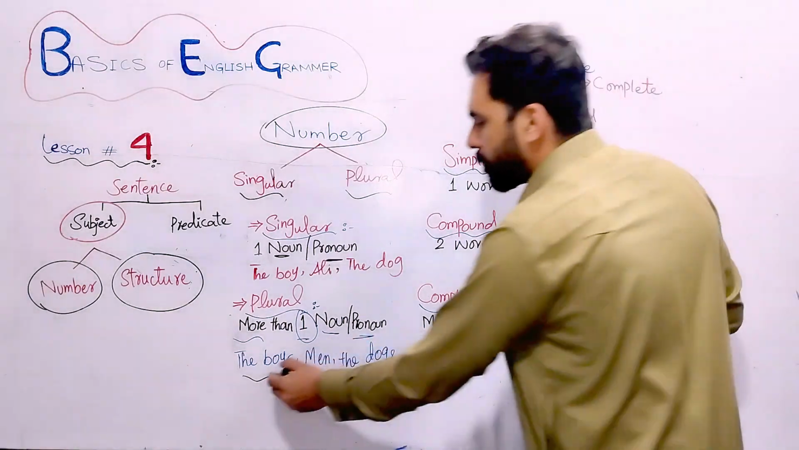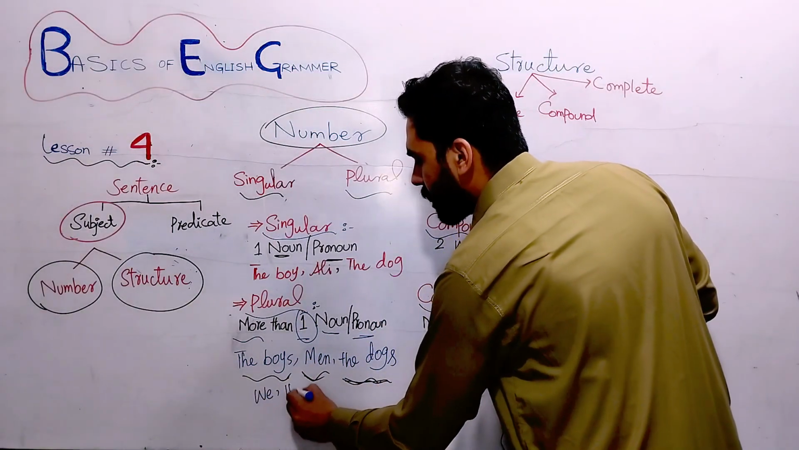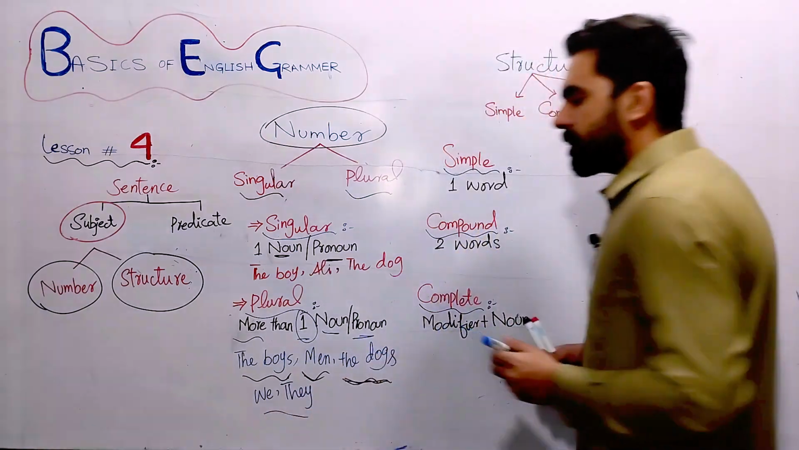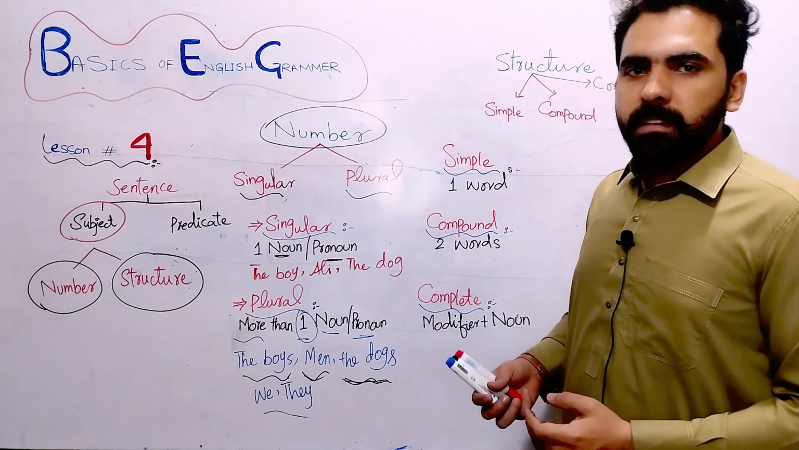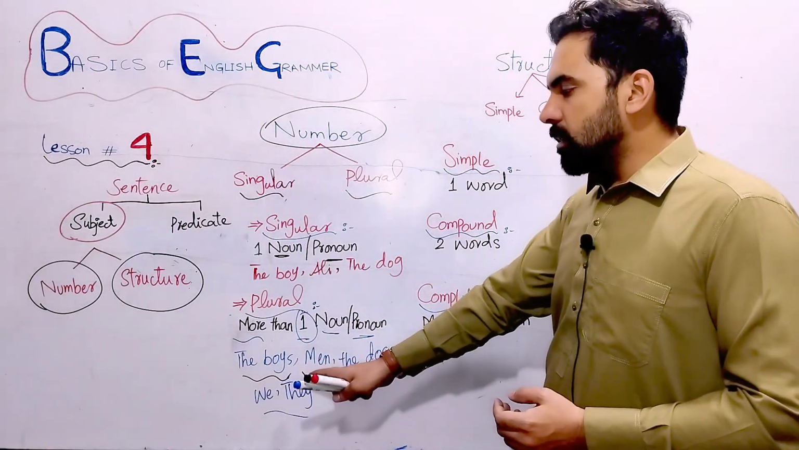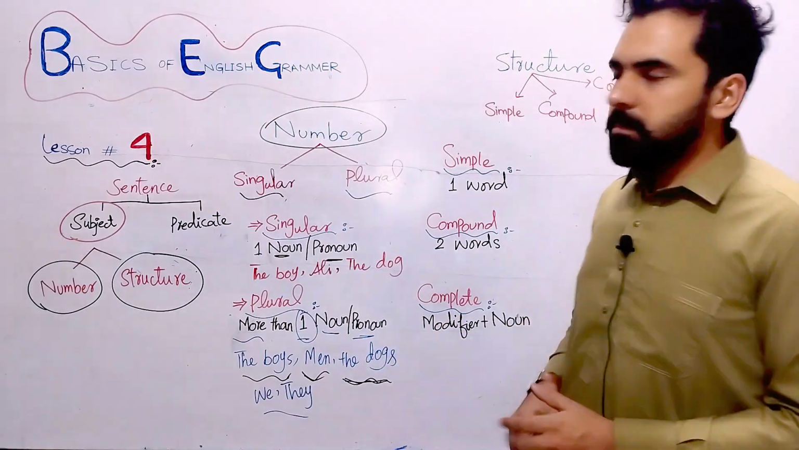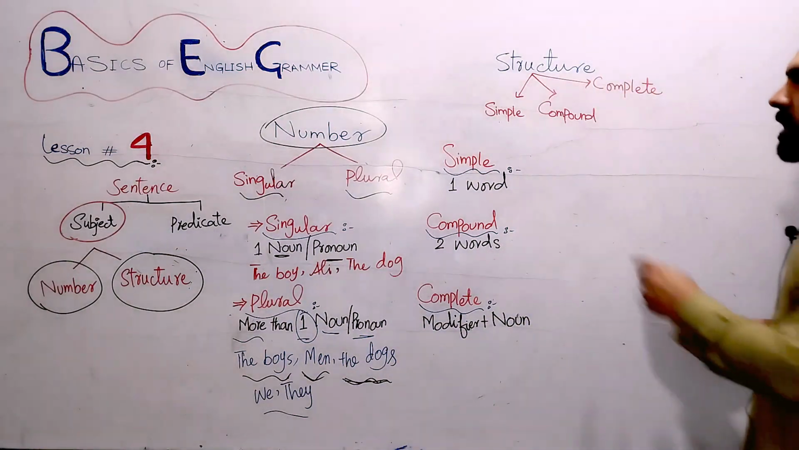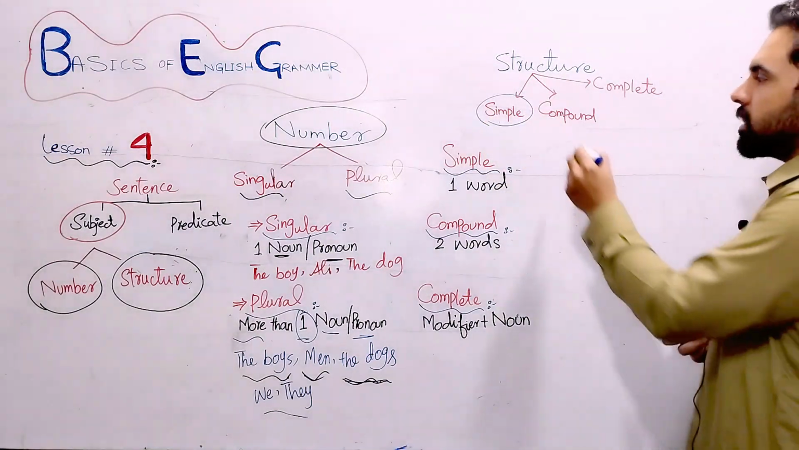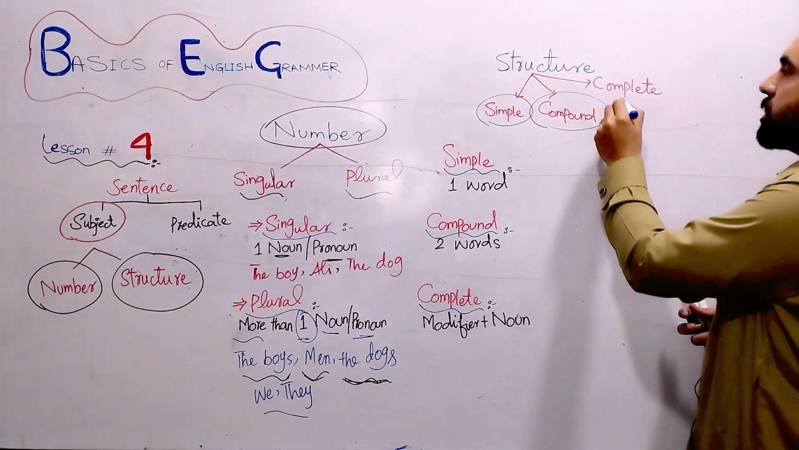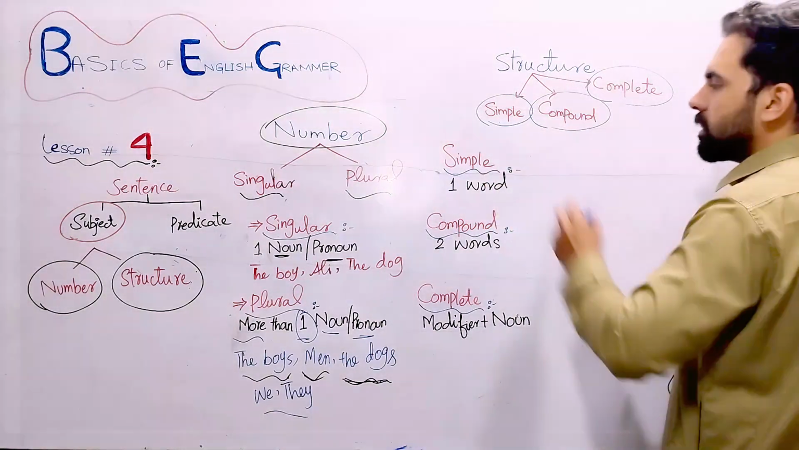All such nouns or pronouns, like if I say we, they, etc., such pronouns or nouns that are used for more than one person, are plural subjects. Okay, when we talk about structure, a subject can either be simple in structure, it can be a compound subject, or a subject can be a complete subject. Let's talk about simple subject.